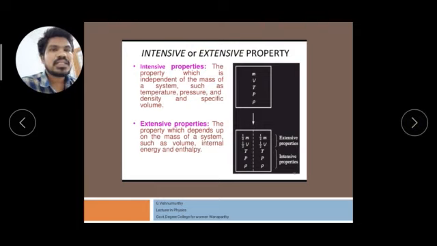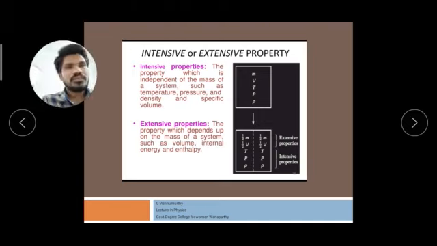Here we see again the intensive and extensive properties of thermodynamics. Intensive properties are those independent of the mass of a system, such as temperature, pressure, density and specific volume. These properties do not depend upon the mass, which is why they are called intensive properties of thermodynamics.